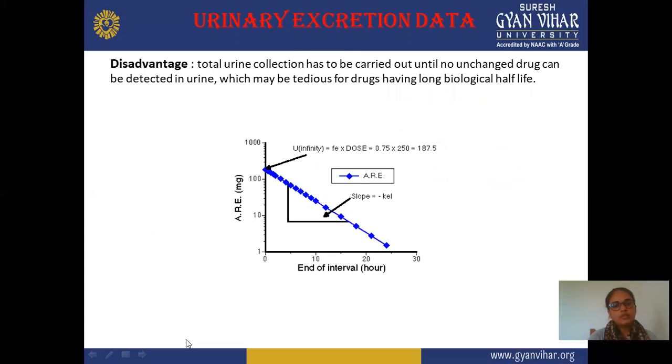The disadvantage of this sigma minus method is that total urine collection has to be carried out until no unchanged drug can be detected in urine, which may take 10 days for a drug having a long biological half-life. It means you continue taking samples until the complete drug is excreted out. So this is a long, 10-day method. This is the graph of time versus ARE in mg, and it gives a straight line, one slope for the sigma minus method.